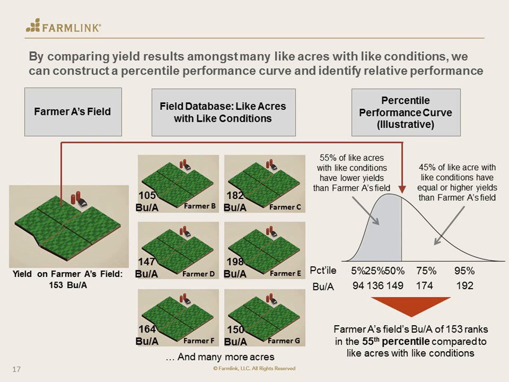Looking back at the performance percentile curve on the right, in this example you can see how Farmer A's field with a yield of 153 puts him at the 55th percentile performance. This means that 55% of like acres with like conditions performed below, and 45% performed at the same or better.